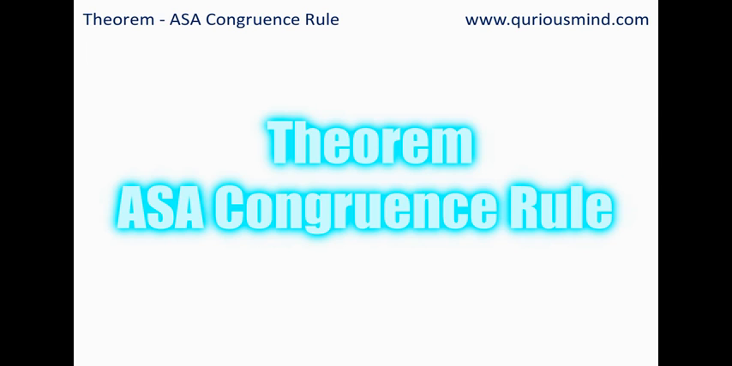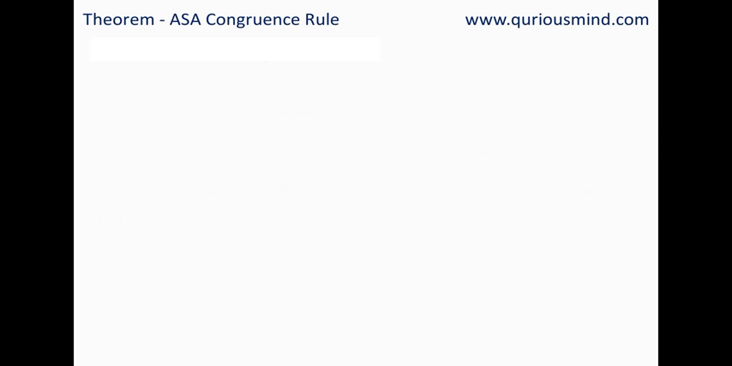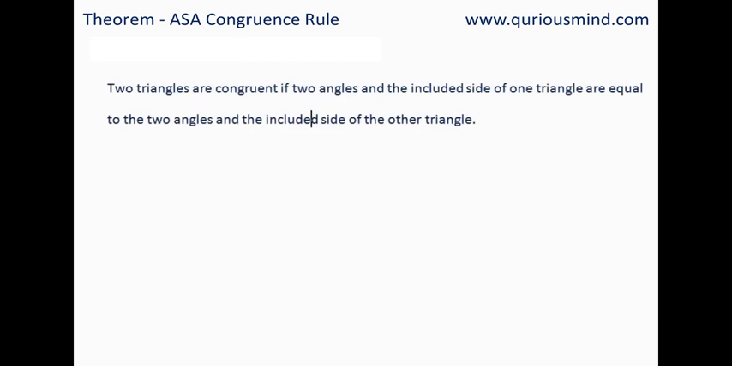Hello everyone. In this video, we will talk about the theorem ASA Congruence rule. This theorem states that two triangles are congruent if two angles and the included side of one triangle are equal to the two angles and the included side of the other triangle. Now, we are going to prove this theorem using three different cases.